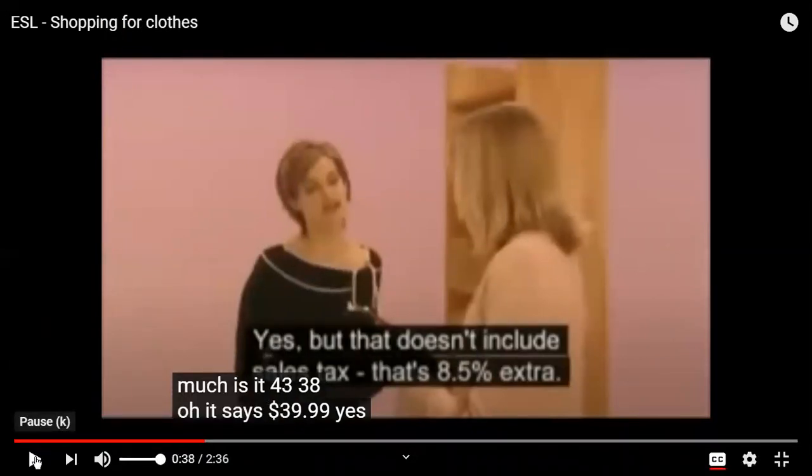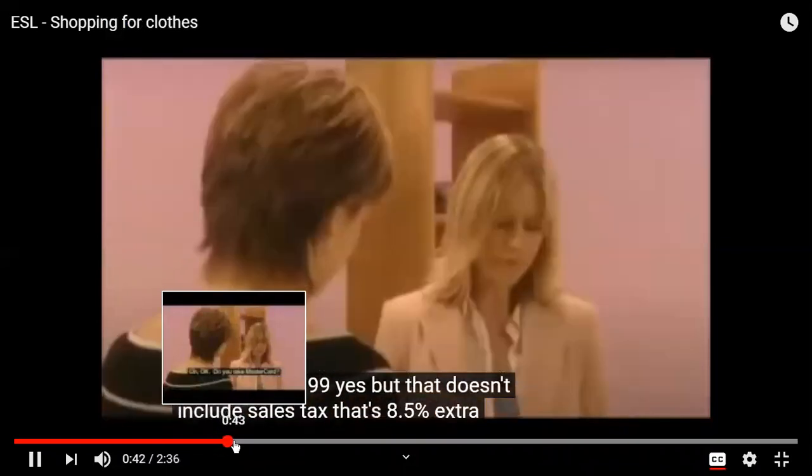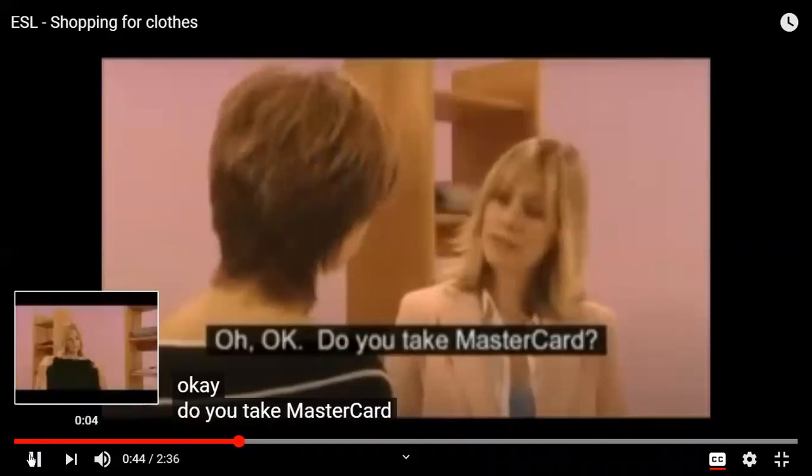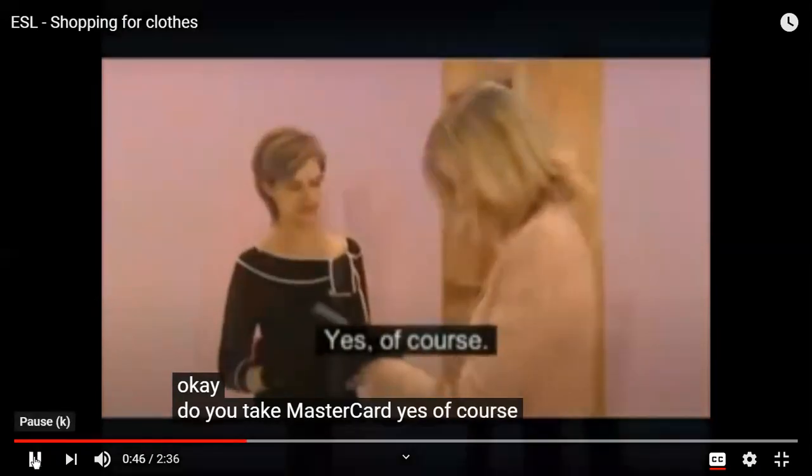Yes, but that doesn't include sales tax. That's 8.5% extra. Do you take MasterCard? Yes. She's not going to pay in cash. She wants to pay with the MasterCard or Visa or whatever. Of course.